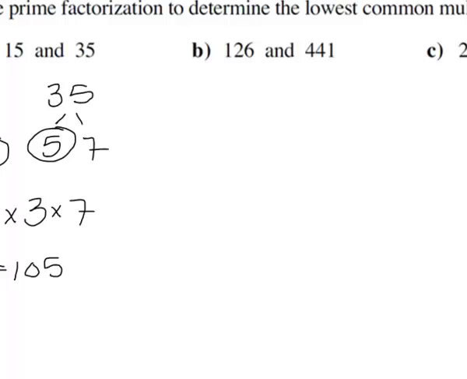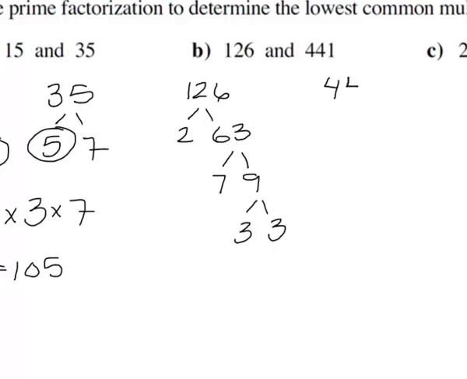Let's look at another one. 126 can be broken down to be 2 times 63. Again, if you've used different factors, that's okay. Your final prime factorization will be the same as mine. For 441, I used 3 times 147.